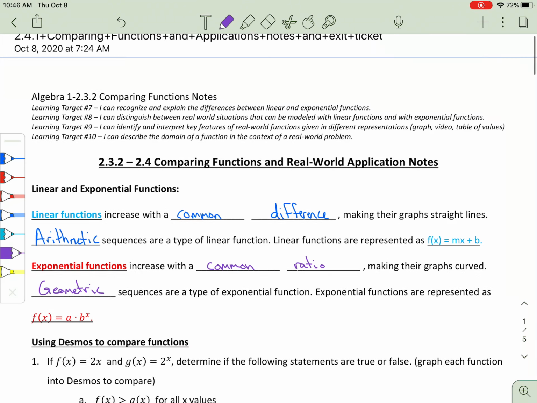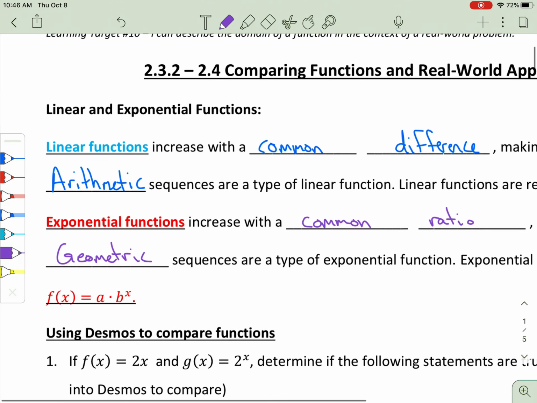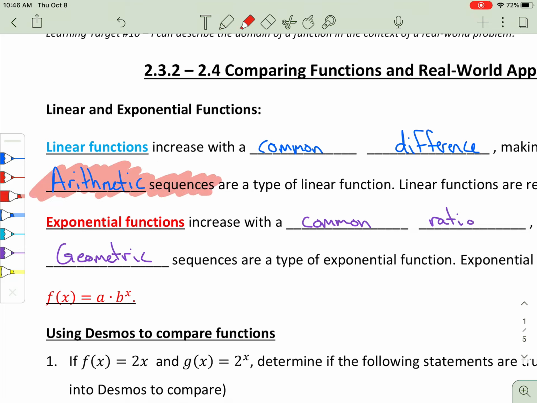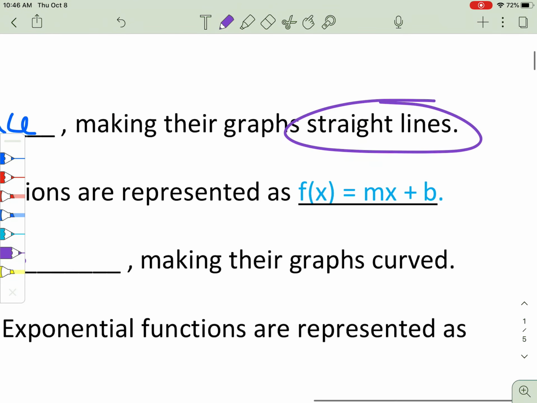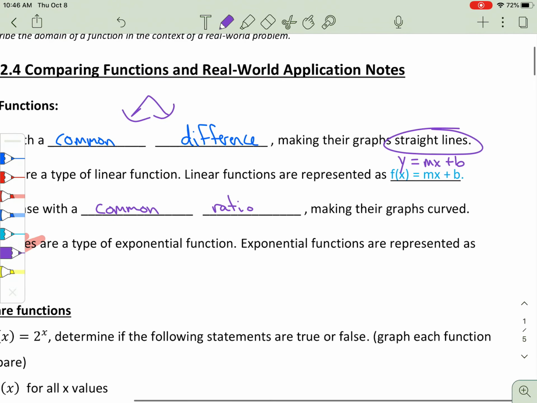So, linear functions, exponential functions. The last couple days, we've talked about arithmetic and geometric sequences, right? Well, these sequences are actually specific types of functions. An arithmetic sequence is adding or subtracting, like we talked about before. It's a type of linear function, so they increase with a common difference, which we talked about yesterday, making their graphs straight lines. Linear functions can be represented as f of x equals mx plus b, which you probably know as y equals mx plus b, but it's the same thing, only in function notation.